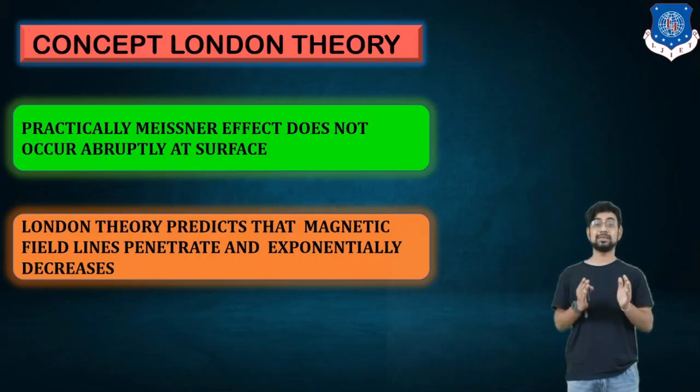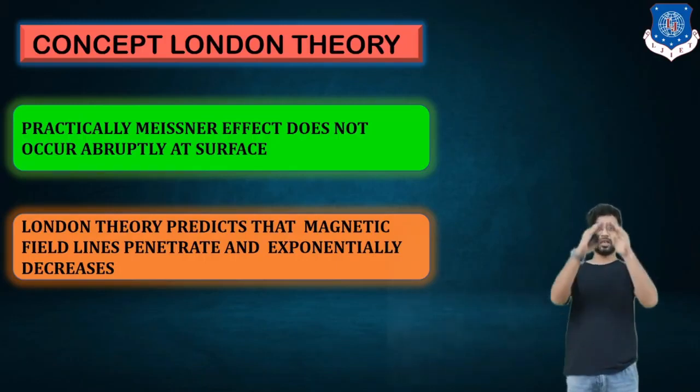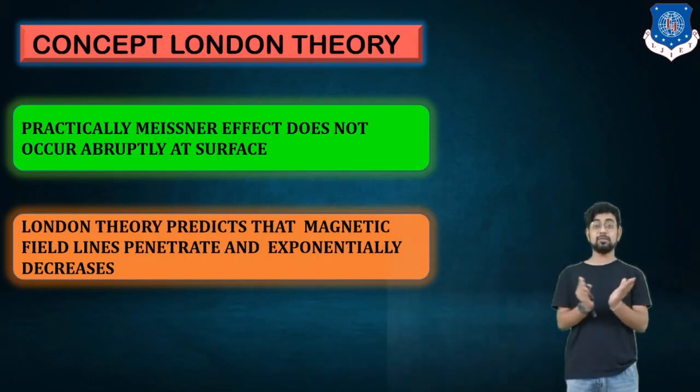So what was the Meissner effect? The Meissner effect was justifying that the magnetic flux lines will be expelled from the superconductor. But what the London brothers predicted, or saw, was that the field was actually penetrating to some extent, and slowly and gradually decreasing.